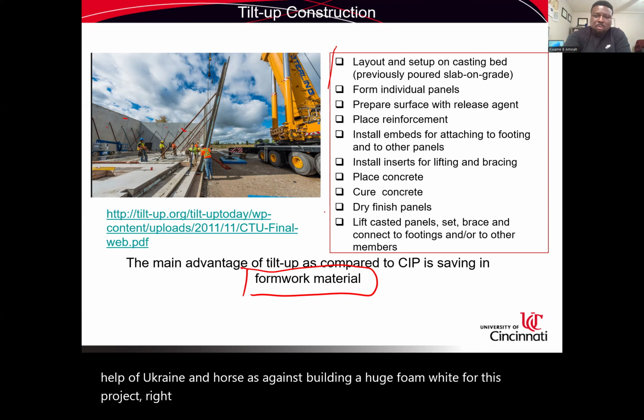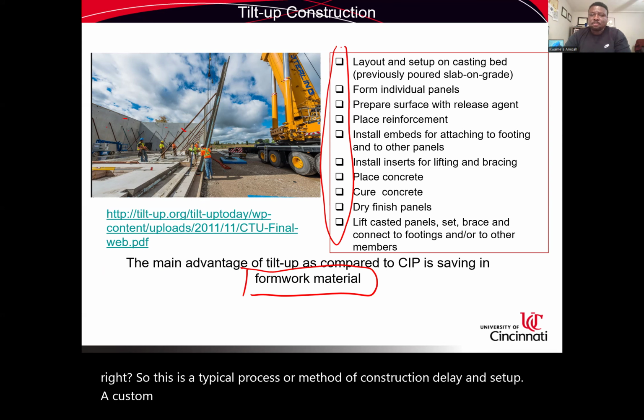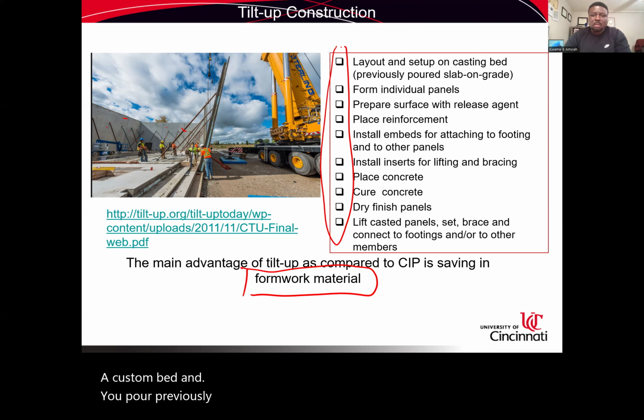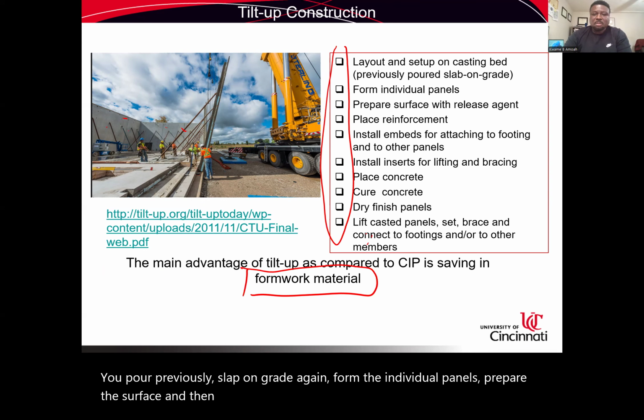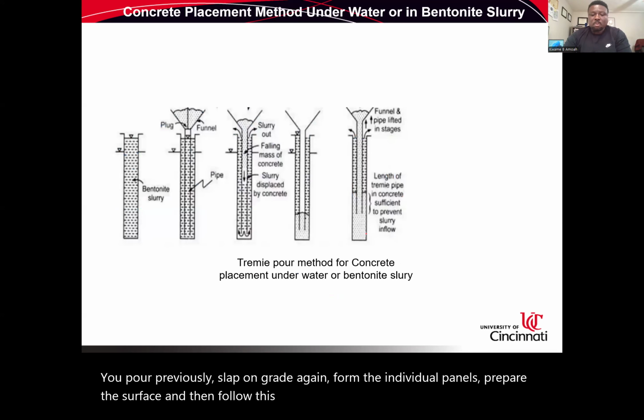So this is a typical process or method of construction. You lay and set up a casting bed and you pour the slab on grade. Again, form the individual panels, prepare the surface, and then follow this method, right? Very important. I'll touch base with this a little bit.